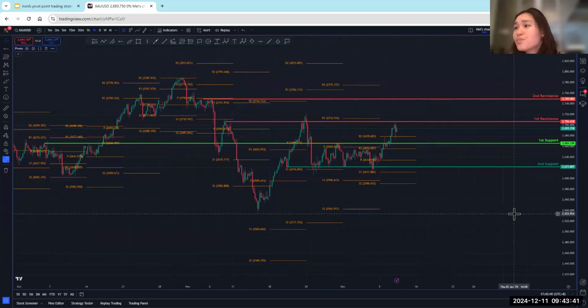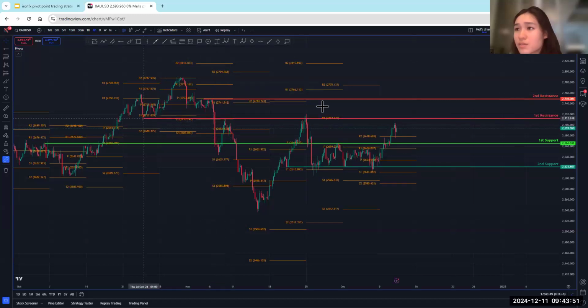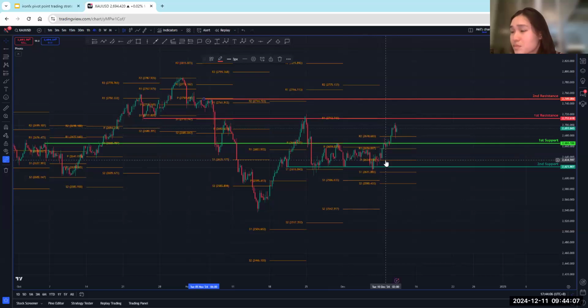Okay, so look at our first resistance. We have quite a number of levels lining up. And then my second resistance, we also have a number of resistances and pivot points lining up there. First resistance, yep, we have a pivot point that lines up nicely, and some resistance levels as well. I think I'll leave that.